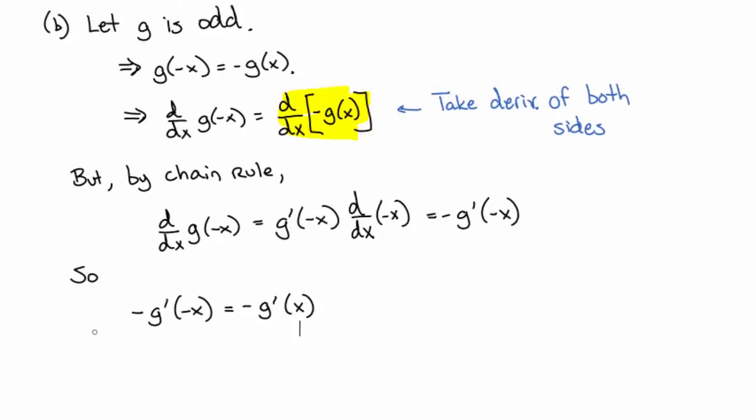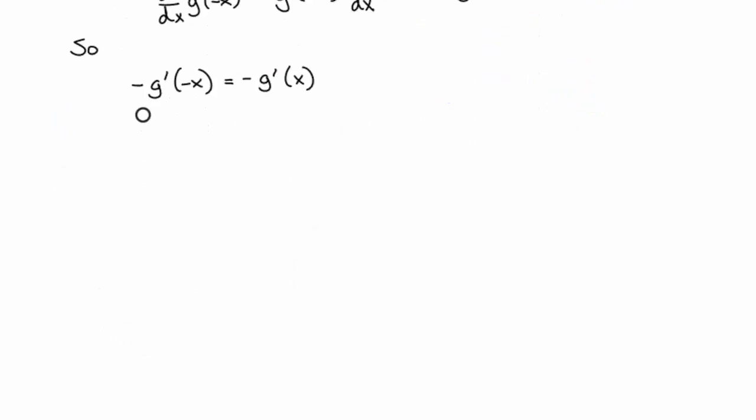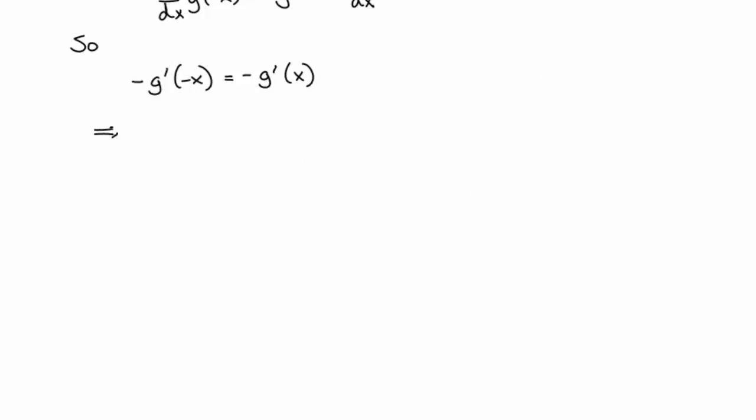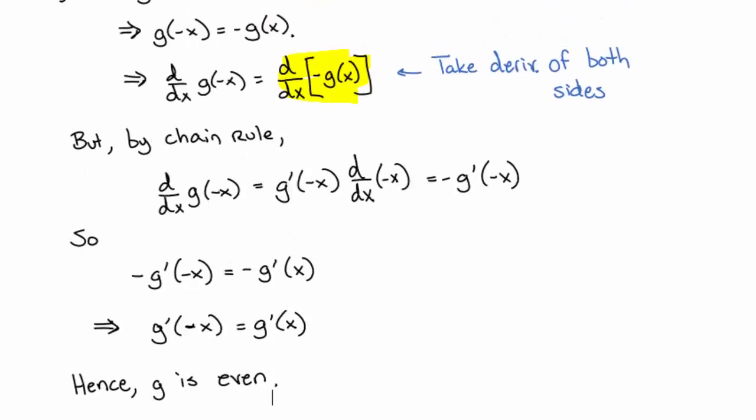Multiply both sides by a negative, and you get g prime of negative x is equal to g prime of x. Hence, g prime is even. Okay? And that's exactly what we want to show.